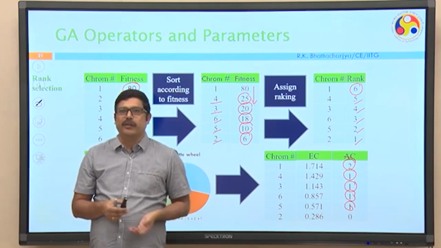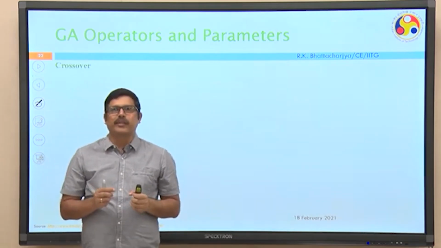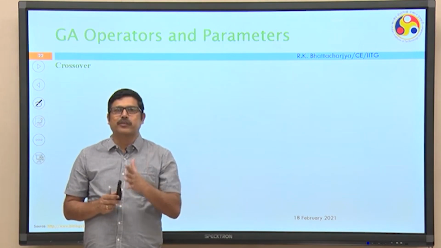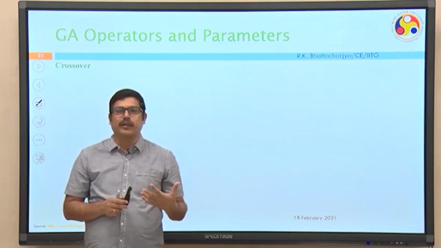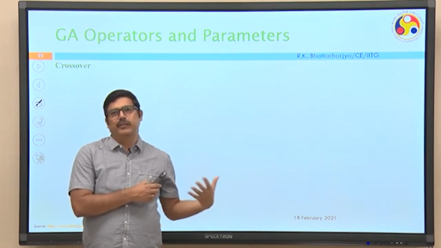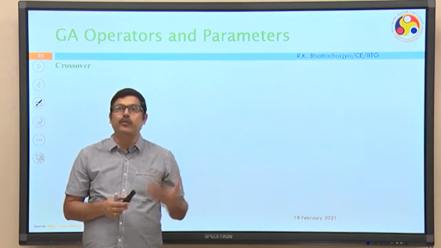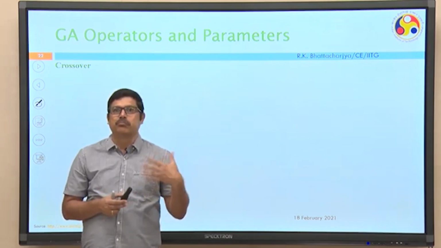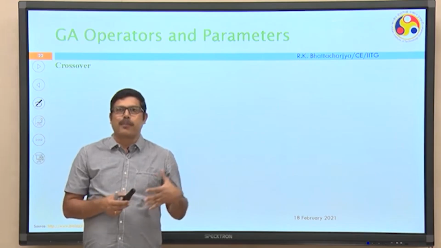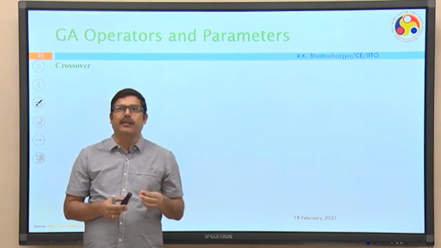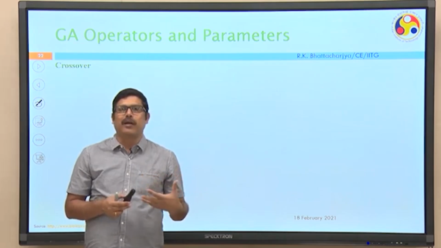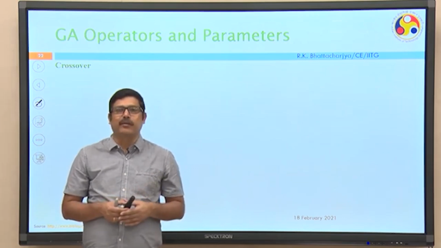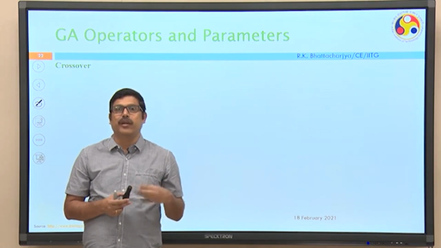Now, the next operator is the crossover operator. What is the function of the crossover operator? The function of the crossover operator is to create new solutions. As you have seen, the selection operator is not creating any new solution. We are getting multiple copies of the better individuals, or eliminating the inferior solutions, but we are not getting a new solution by applying the selection operator. Therefore, the function of the crossover operator is to create new solutions.